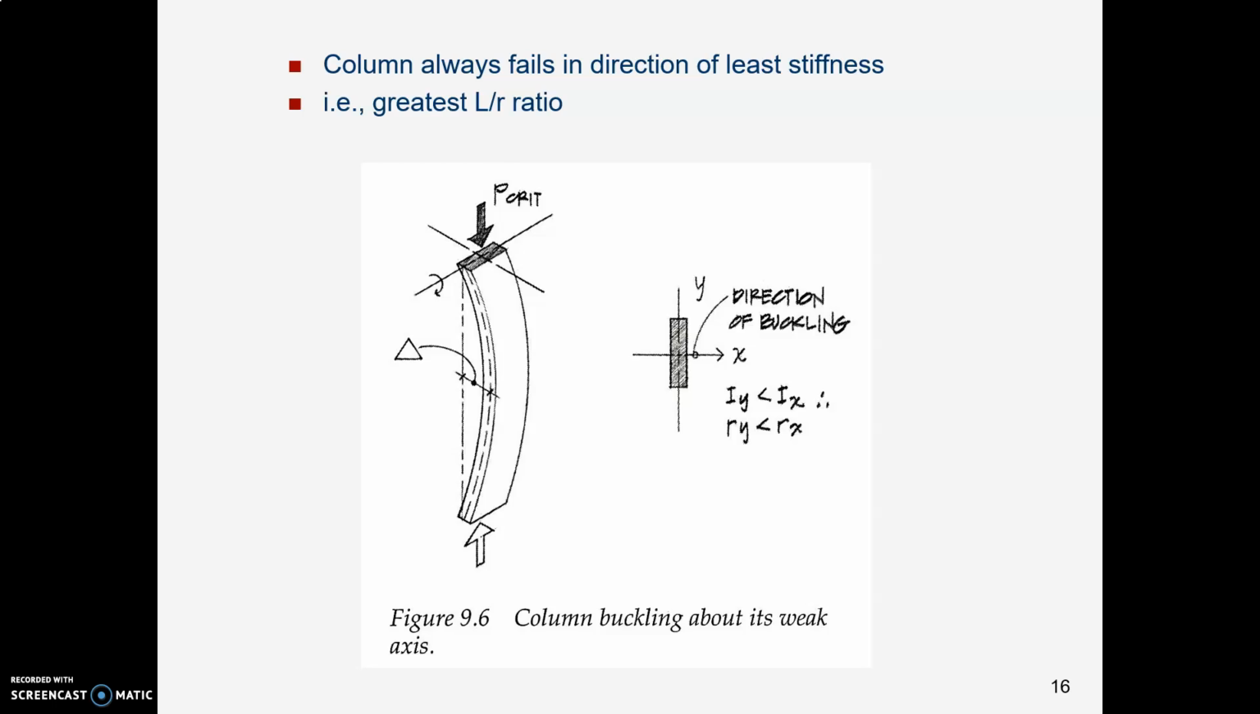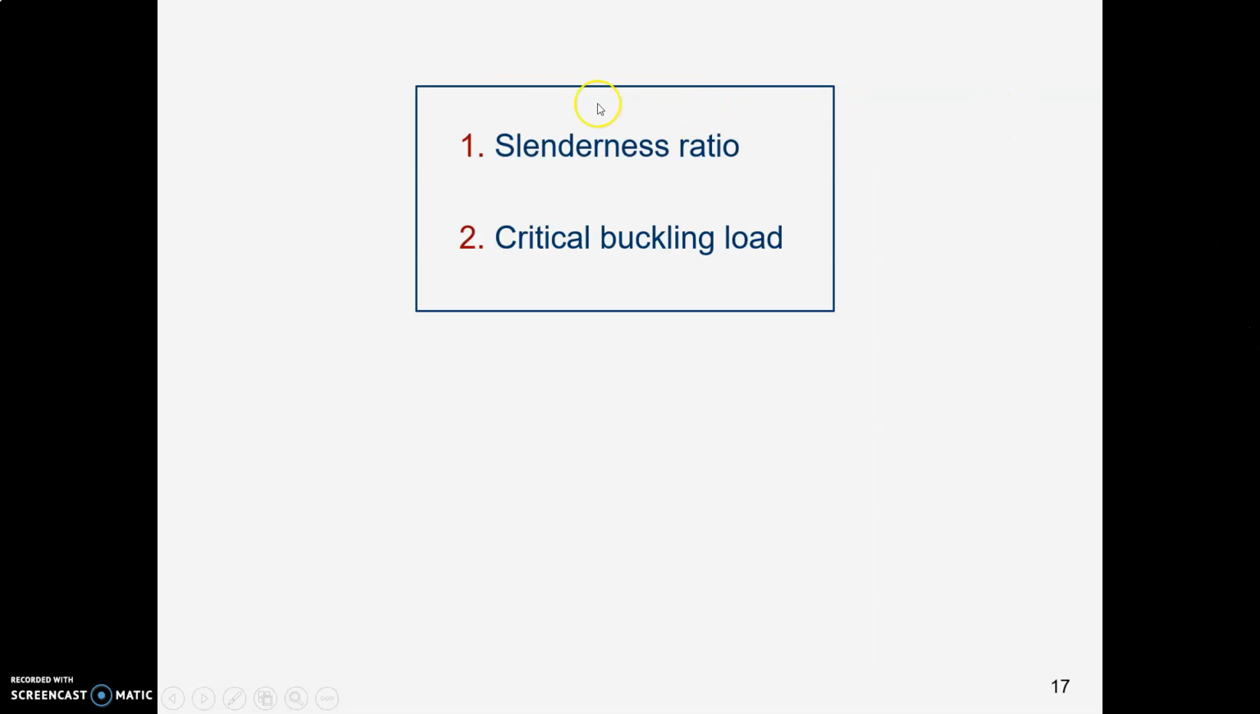So there's a small thickness and a wider thickness, and the column, if it's going to buckle, will always buckle in the thinnest direction because that's where it's the least stiff. So that's the direction that we'll look at. And we will first look at the slenderness ratio. How slender is it? Can it fail by buckling? And if it can, then we will go on to look at how big a load is the critical buckling load that will make it buckle.